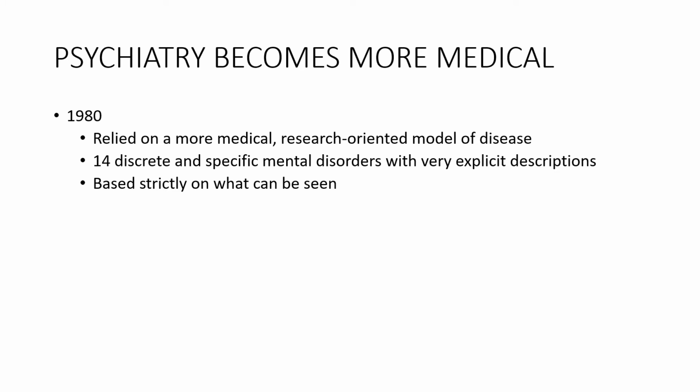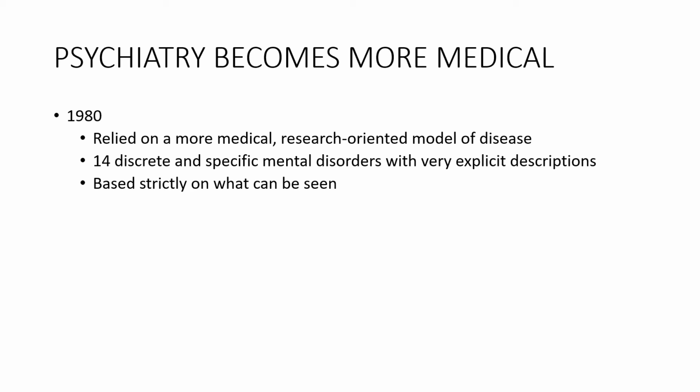Psychiatry becomes more medical in the 1980s, relying more on a medical research-oriented model of disease. So research becomes really important, because when more and more people are researching and they're finding commonalities, a lot of people doing the research and saying the results are similar, that's good. That helps us understand specific disabilities much more easily, because if a bunch of professionals are doing it and they all agree, that means it's most likely much more accurate, right?